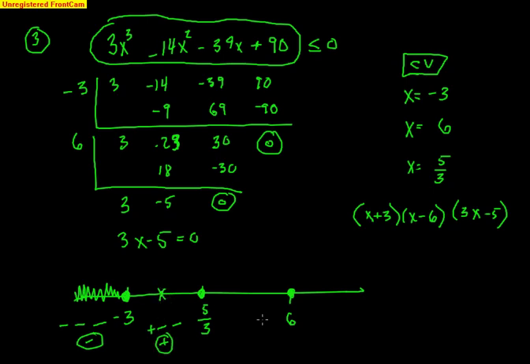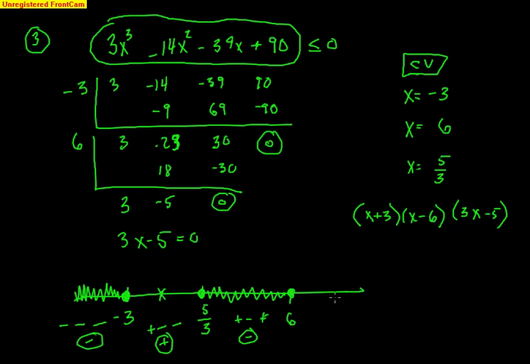Any number from 5/3 to 6, I can pick 5. 5 plus 3 is positive. 5 minus 6 is negative. 3 times 5 is 15, minus 5 is positive. So 2 positives and 1 negative does make a negative overall, and I'm looking for negatives, so I like those values. Any number greater than 6, 100.